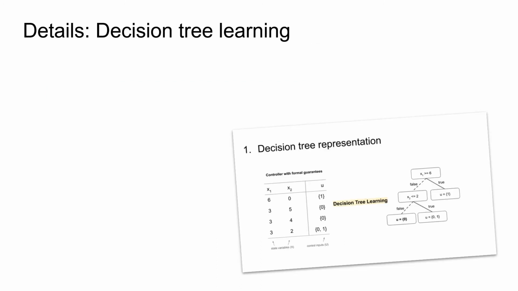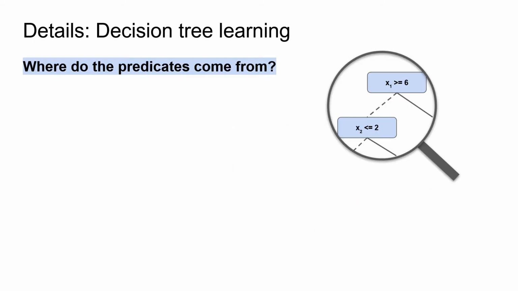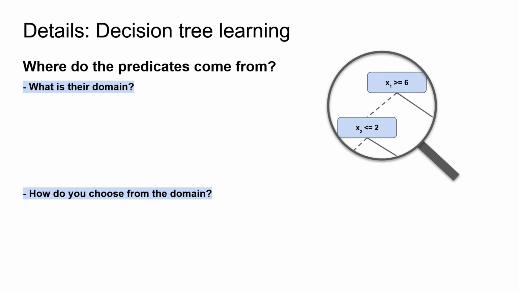While a minute ago we constructed a tree by hand from the lookup table, you might wonder how to do it algorithmically in a satisfactory way. This boils down to asking, where do the predicates in the nodes come from? And this question in turn has two parts. Firstly, what is the domain of the predicates we consider? And secondly, how do you choose from the domain?